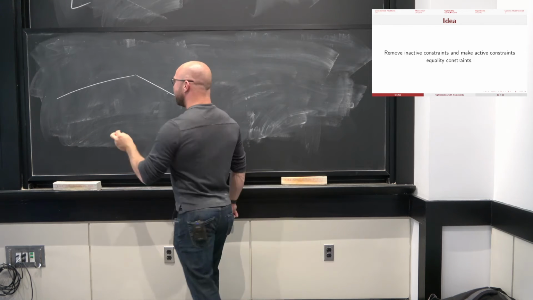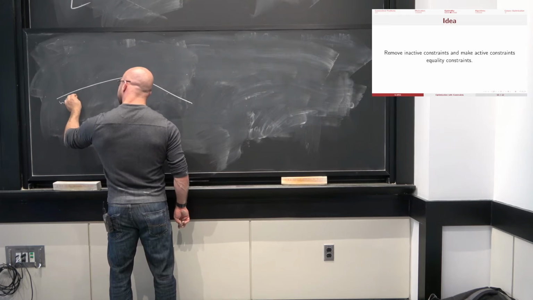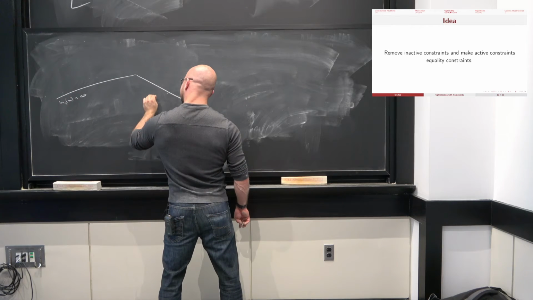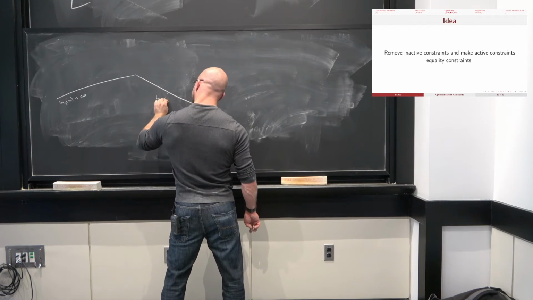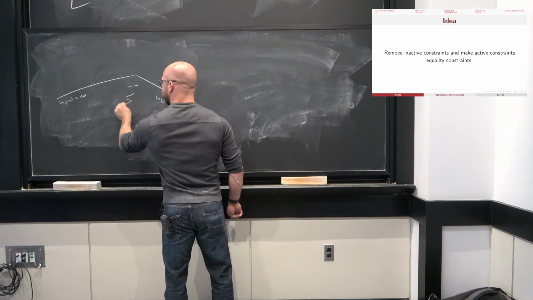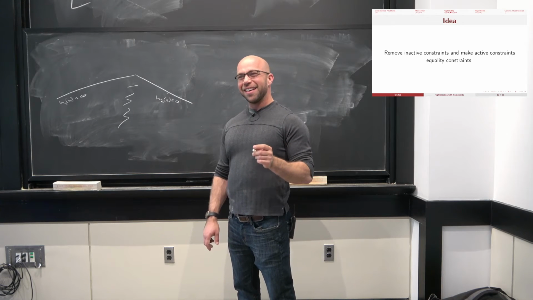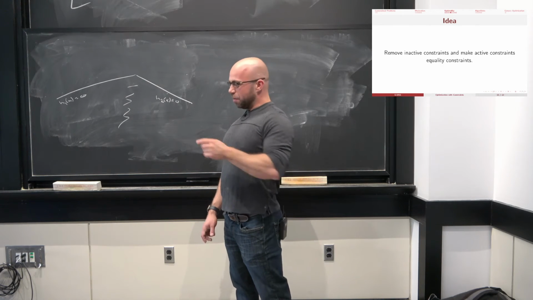So here is going to be like this curve. You can think of it as h1 of x equals 0, and this curve is going to be h2 of x equals 0. Okay? And we're going to think of this as our feasible set down here. Everybody understand the picture so far? Cool. All right.